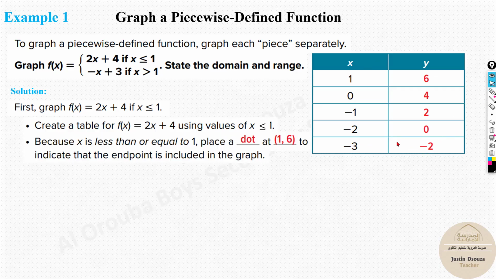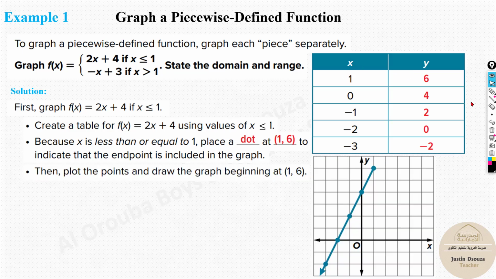Now you can start plotting these points. You can plot any 2 points directly and then join them. Say for example (1, 6). Where is it? y is 1, 2, 3, 4, 5, 6. This is 1 point. And (0, 4), 0 and 4. And now just draw a straight line.